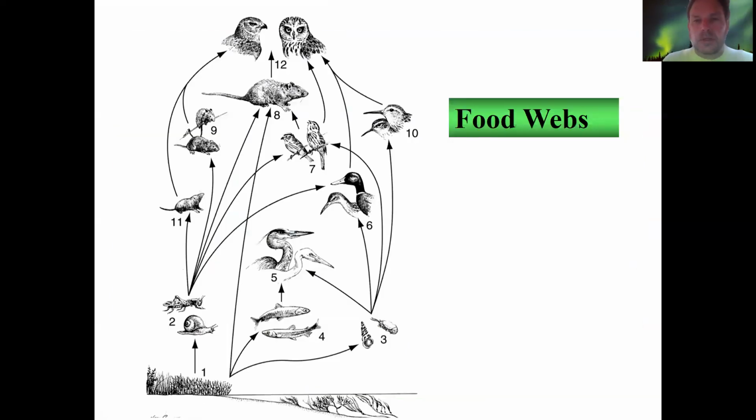Food chains, though, can be pretty simplistic because in communities, there are usually lots of feeding options, and we call these food webs. And you can see that you have certain types of organisms that tend to be at the bottom of the food chain, and then your top predators up here, but there are lots of options along the way.